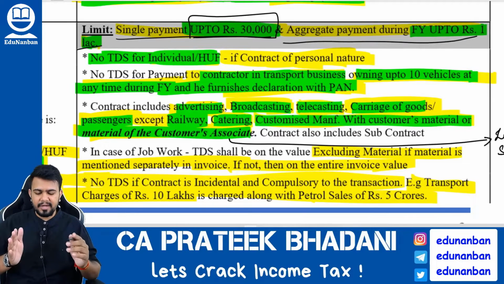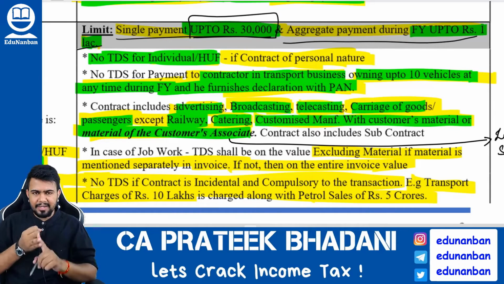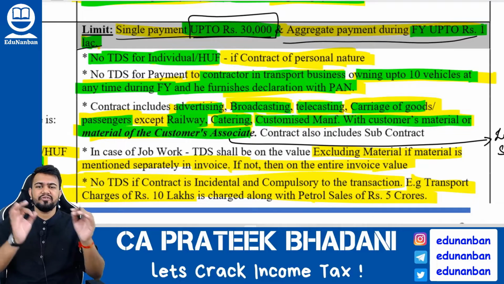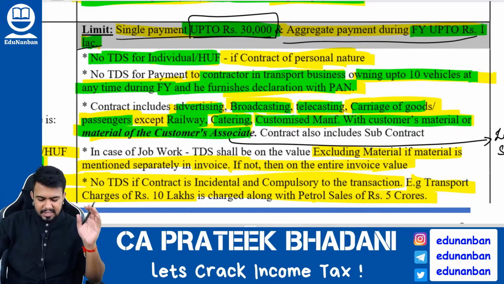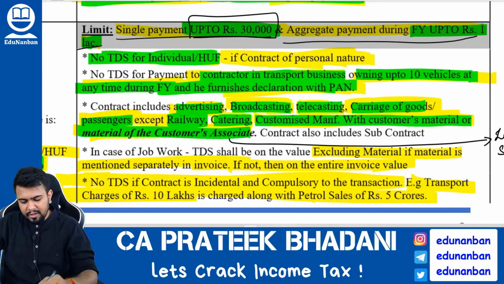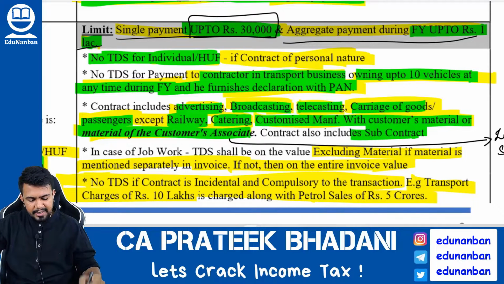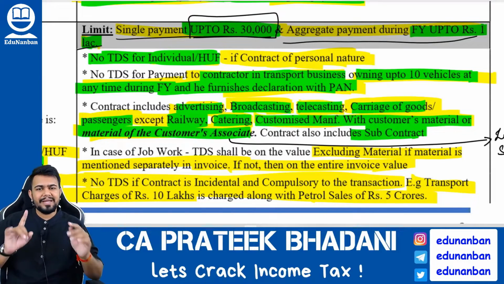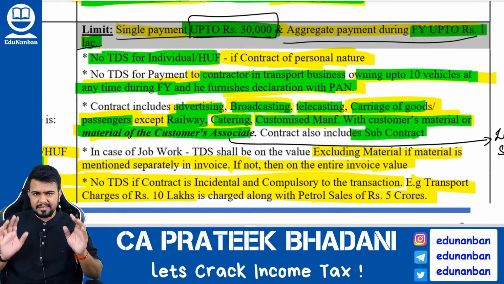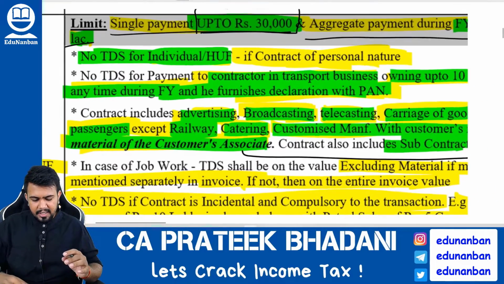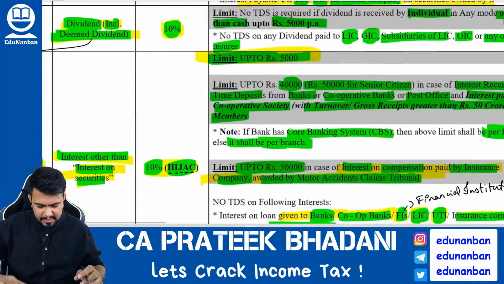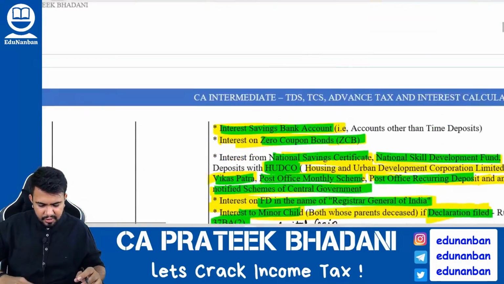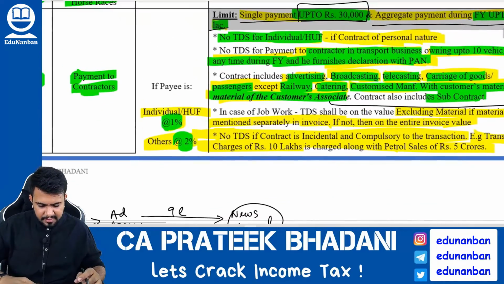So what all is included in contract? Advertising, broadcasting, telecasting, carriage of goods, carriage of passengers, catering, customized manufacturing using customer material. And contract also includes subcontract. Now, carriage of goods and passengers is included in TDS, correct? In 194C. Now, in case of transport business, there is an exemption to deduct the TDS. Sir, what is the exemption?